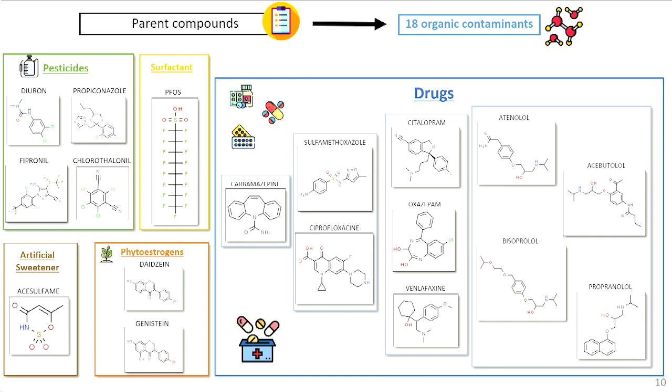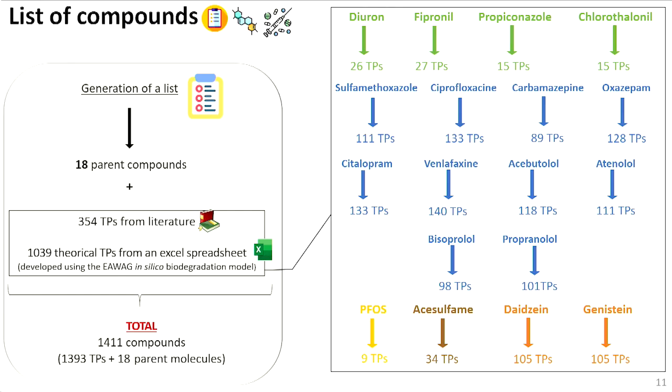They were selected based on their environmental relevance, of course, and their physico-chemical properties. After that, a second list was created, and it contains, of course, 18 native compounds, but also transformation products from the literature and transformation products from an Excel spreadsheet developed using the EAWAG in silico biodegradation model. The number of transformation products associated with each parent compound is shown here. So as you can see, more than 1,000 compounds were studied in this work and compiled in a specific database.